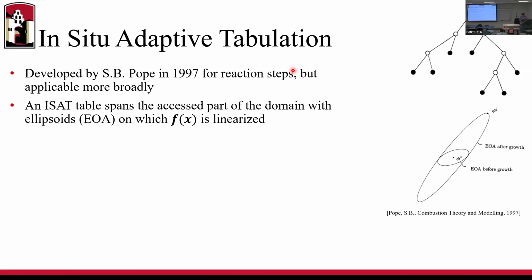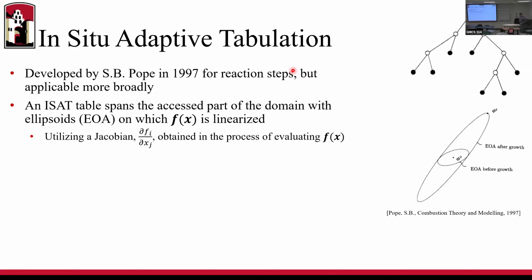So the way that ISAT works is that ISAT builds a table of ellipsoids on which you can evaluate the function. So an ISAT table covers the accessed part of the domain with ellipsoids of accuracy. So I'm going to shorten that to EOA, on which linearization of f of x about the center of that ellipsoid with a known Jacobian gives us a good approximation.